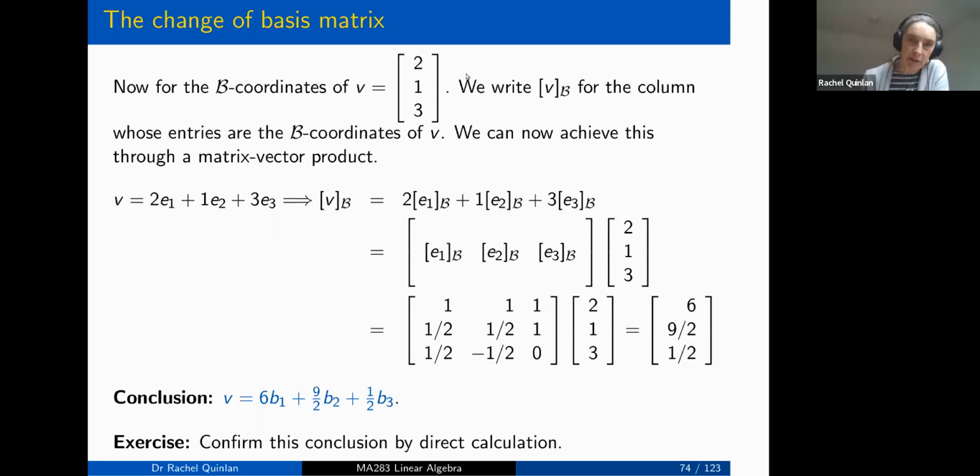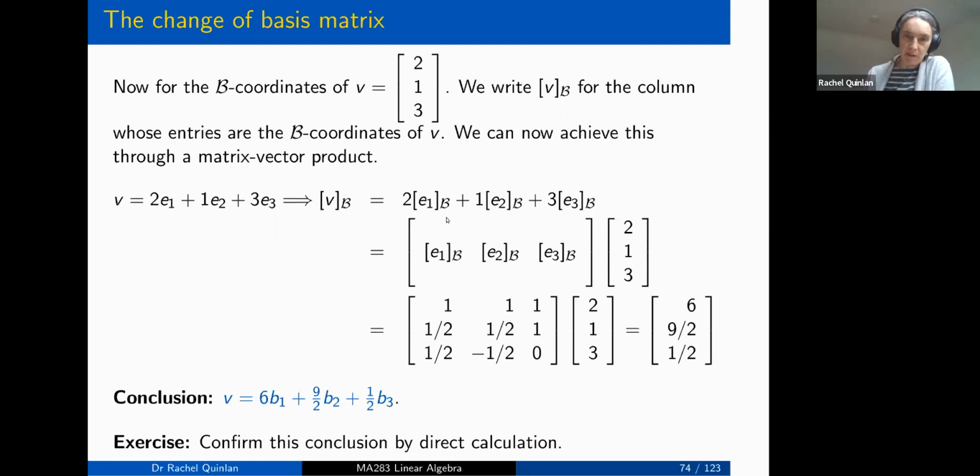Okay, so we know that this vector V is 2e1 plus 1e2 plus 3e3. So its coordinates with respect to the basis B, which we write like this, V with square brackets around it and the name of the basis B as a subscript. This is 2e1, so its expression in terms of the basis B should be 2 times the expression for e1 with respect to the basis B, plus 1 times the expression for e2 with respect to the basis B, plus 3 times e3 with respect to the basis B.